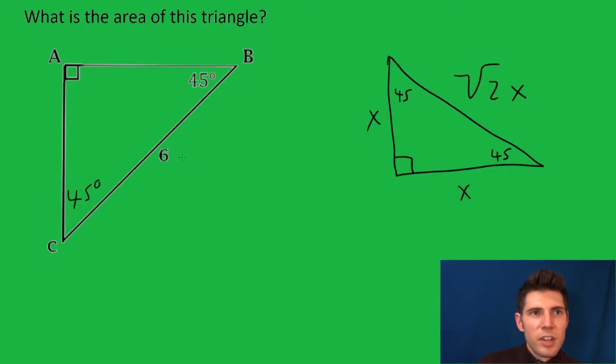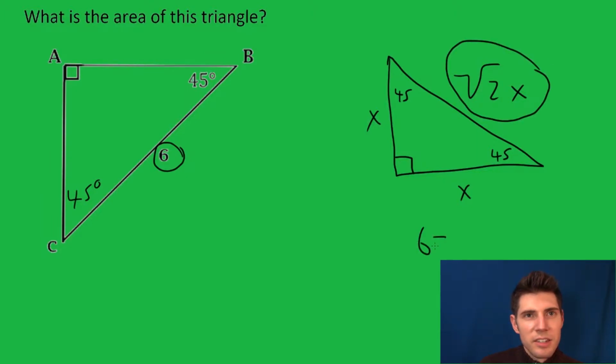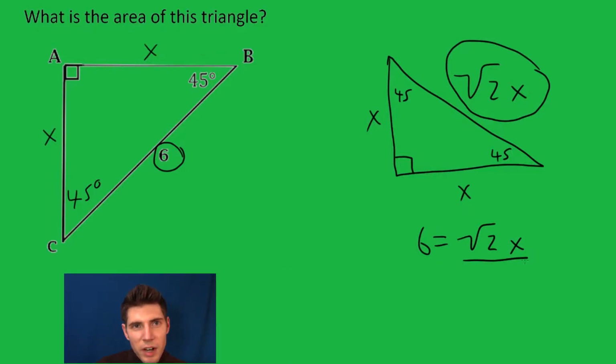So in this case, you could say, okay, well, the 6 is my hypotenuse. So I'm going to set 6 equal to root 2x. So these two sides are x. We don't know what it is. In order to solve for x, we're going to divide both sides by root 2. And we end up with x equals 6 over root 2.